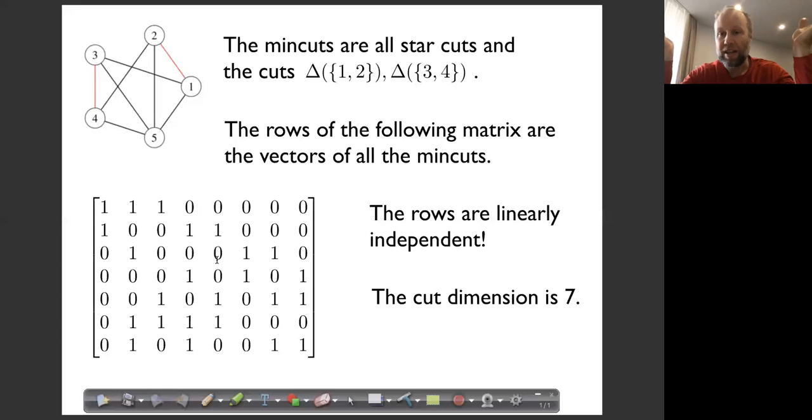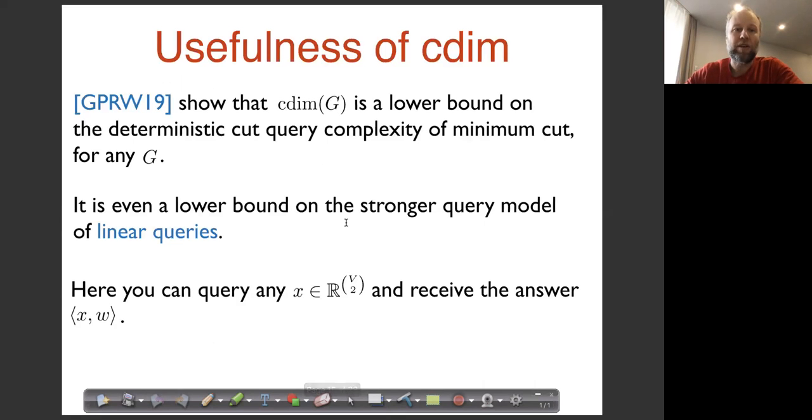So again, what did I do? I look at all the min cuts of the graph. I look at their corresponding cut vectors. I put those as rows of a matrix, and then I look at the rank of this matrix. That's the cut dimension. Okay, good.